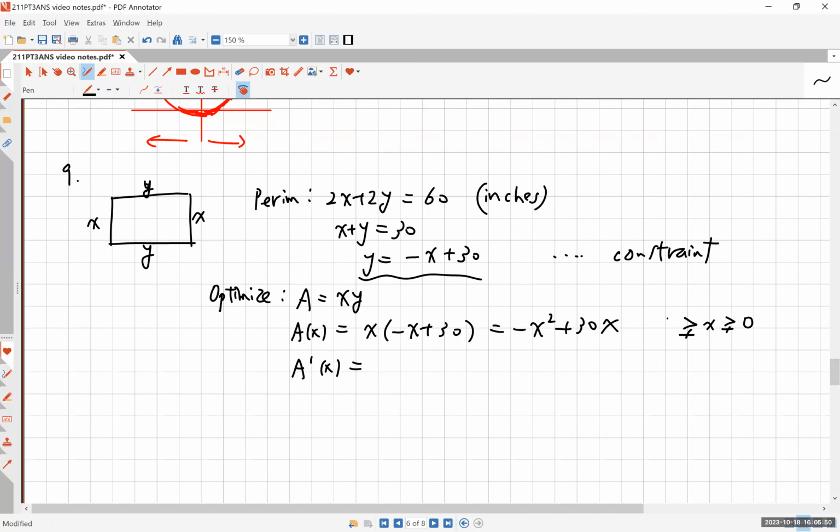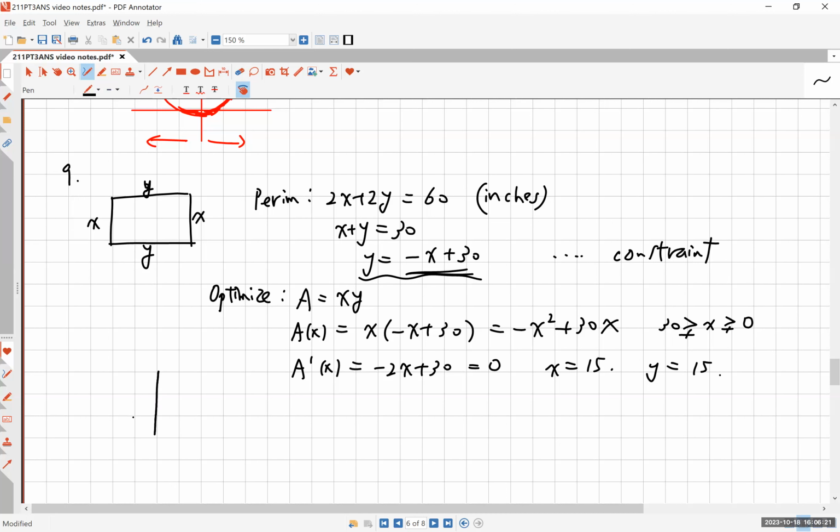Just because if x is 30, y would be 0, and again, the area would be 0. Okay, so we do actually have a bound or an interval on which this function is defined. The derivative is negative 2x plus 30, right? And you can set this equal to 0 to find the critical point. X is going to be 15. In this case, y is 30 minus x, so that's also 15, right?